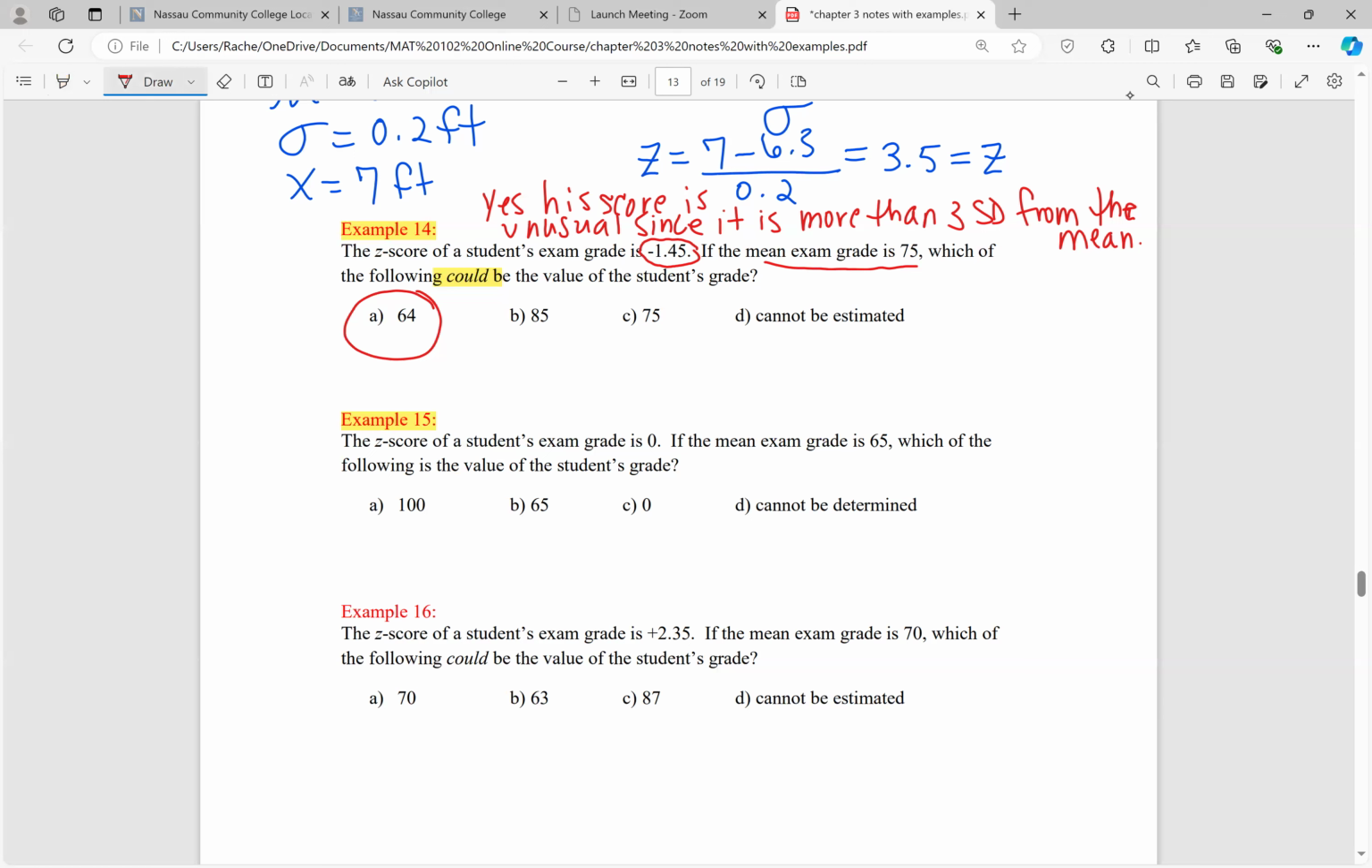So example 15 is similar. The z-score of a student's exam grade is 0. And I talked about this in the last video. So remember what it means if the z-score is equal to 0. That z-score of 0 corresponds to the mean of the distribution. So I go on to tell you the mean is a 65, which of the following is the value of the student's grade? So the fact that the z-score was equal to 0 means that the corresponding grade is the mean, and the mean is equal to 65. So that's going to be choice B, 65.